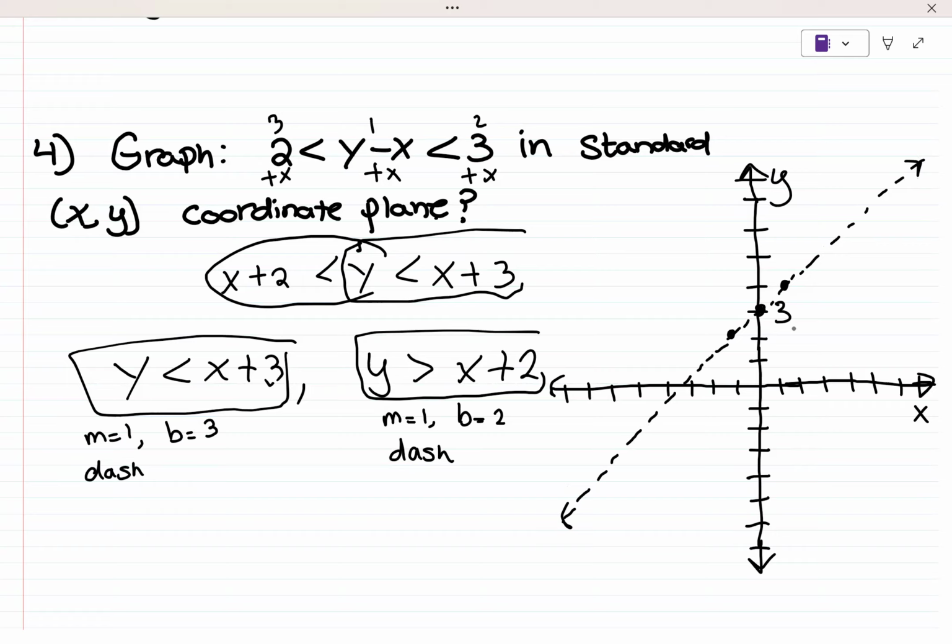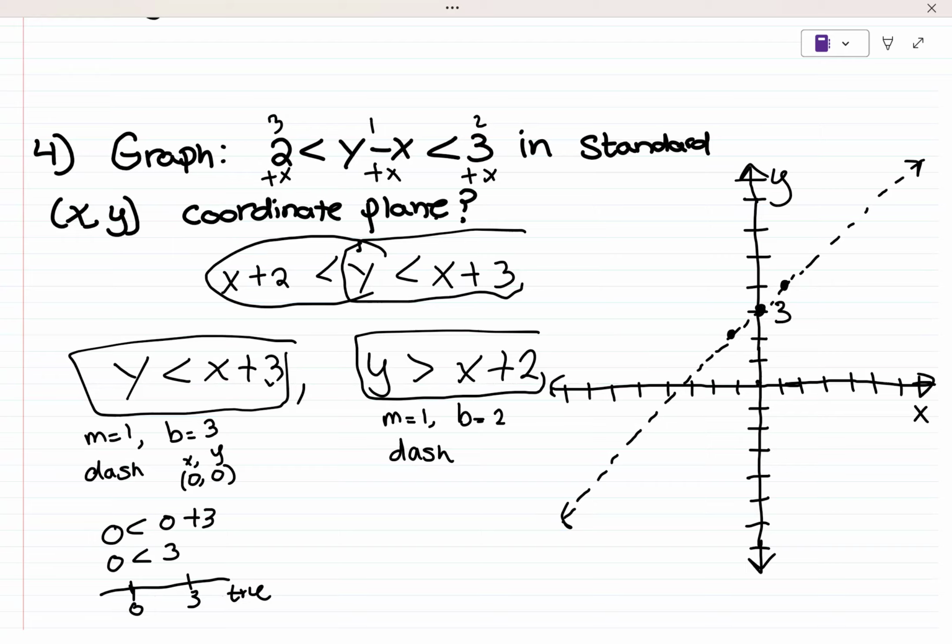And then for the shading, what you want to do is pick a point that does not go through the line. So I always like to use the origin 0, 0. So I'm going to replace my y with 0, I replace my x with 0, and then this is going to be 0 is less than 3, a statement true or false. Here's 3, here is 0. Is 0 less than 3? Yes or no? Yeah, it is true. 0 is definitely less than 3. So what we do is we pick the point 0, 0 right here.